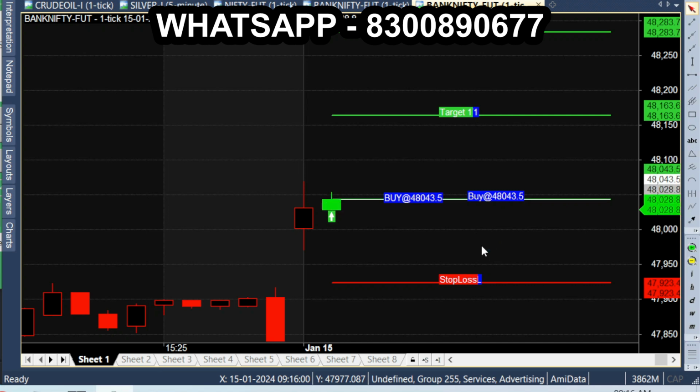The first target range is 48,163. It's a 120 point target. And let's wait and see how this chart works in the live market.